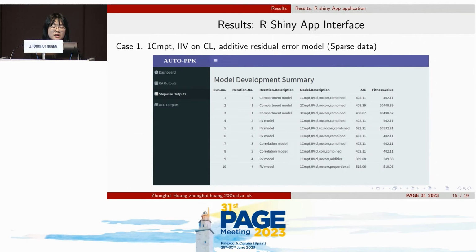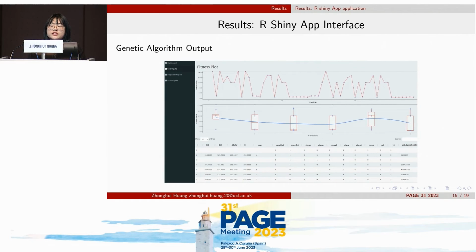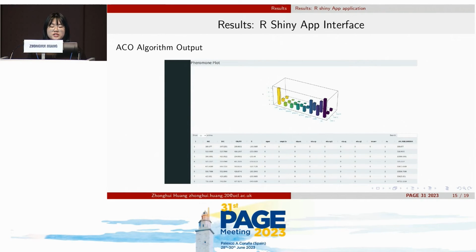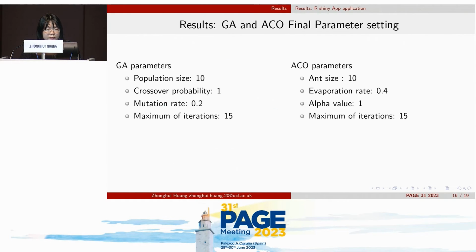Here I showed the stepwise algorithm output. We can see each iteration's result, and it helps us to select the best model ultimately. For the genetic algorithm, it is possible to see the fitness plot for each model and each generation. For ACO, it is similarly possible to see the fitness plot. Besides the fitness plot, for ACO, it is also possible to see the pheromone update for each iteration. Of course, each model's performance will be written down in the table shown here.